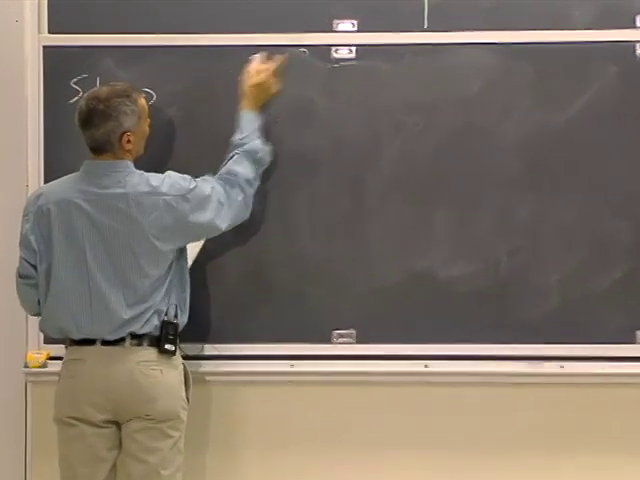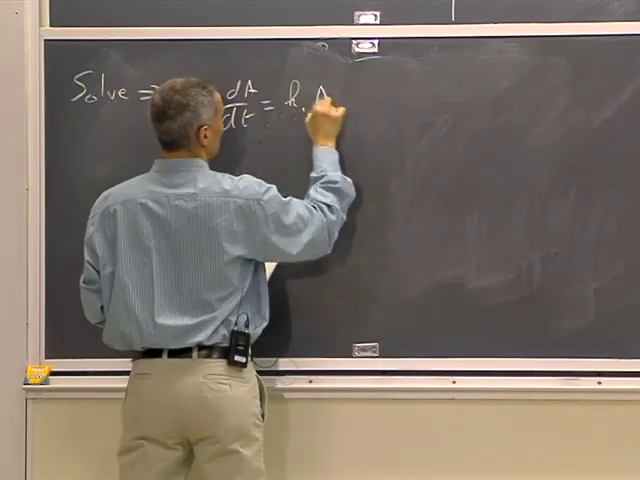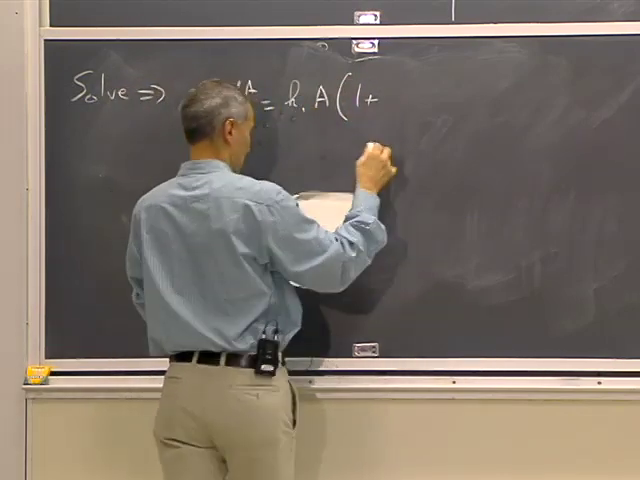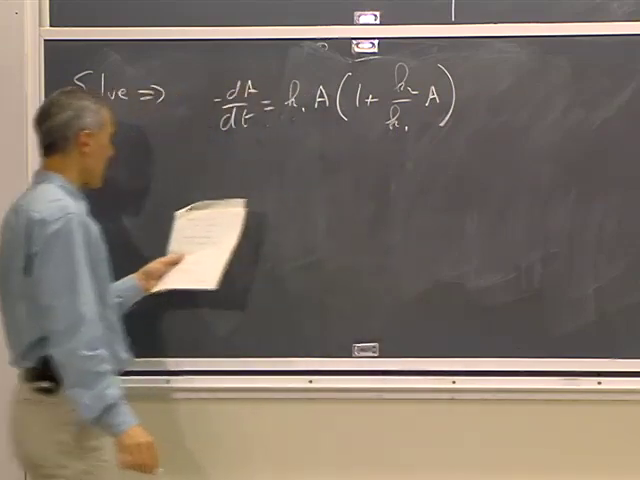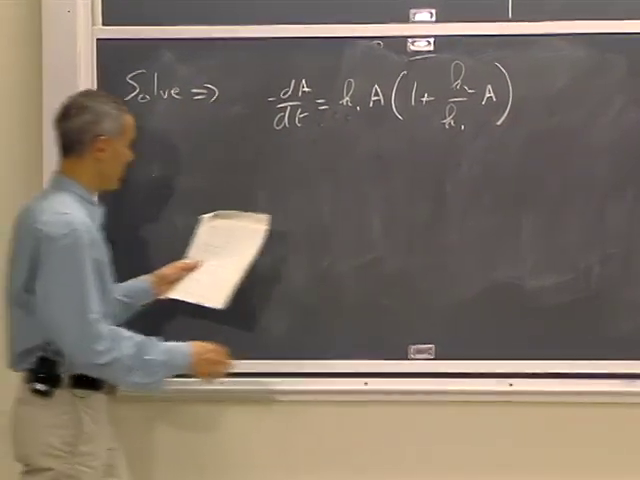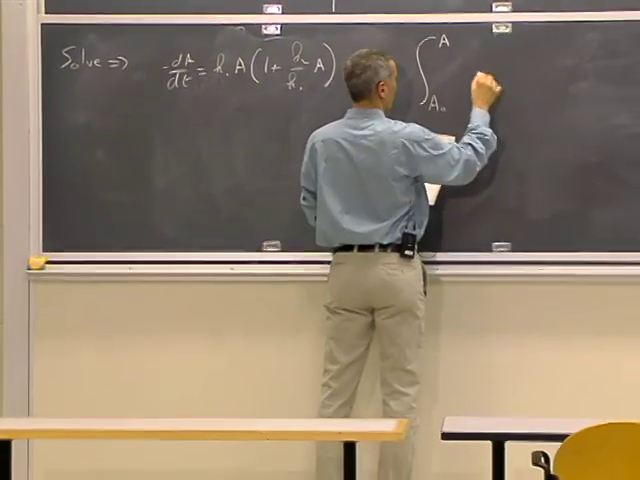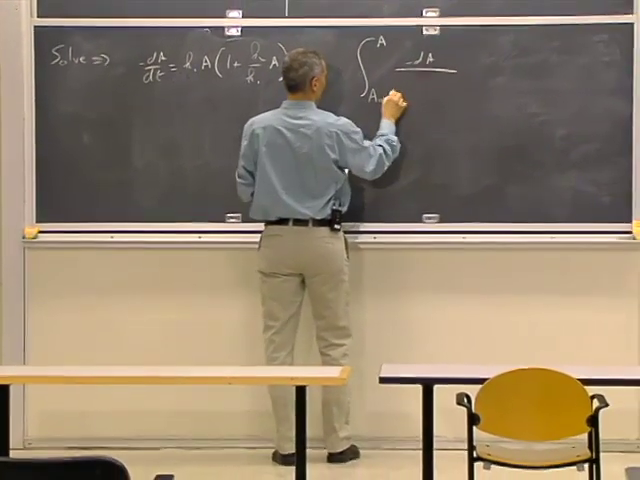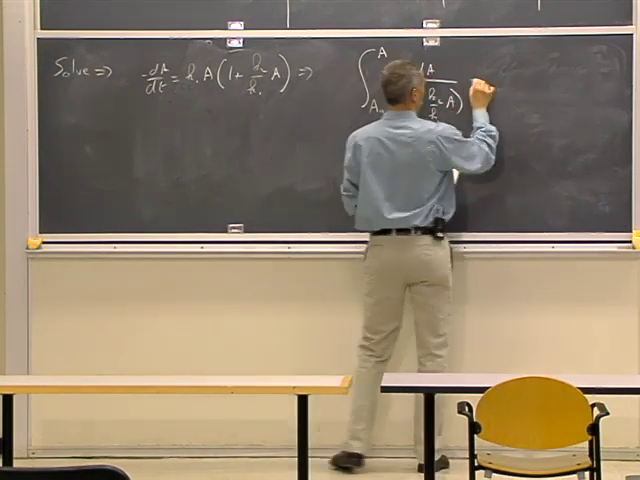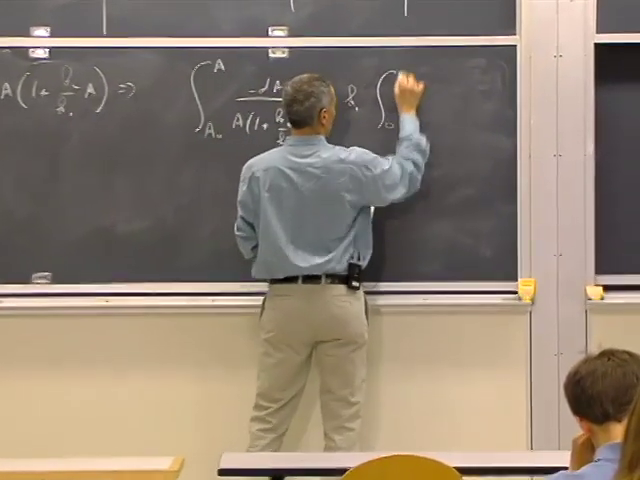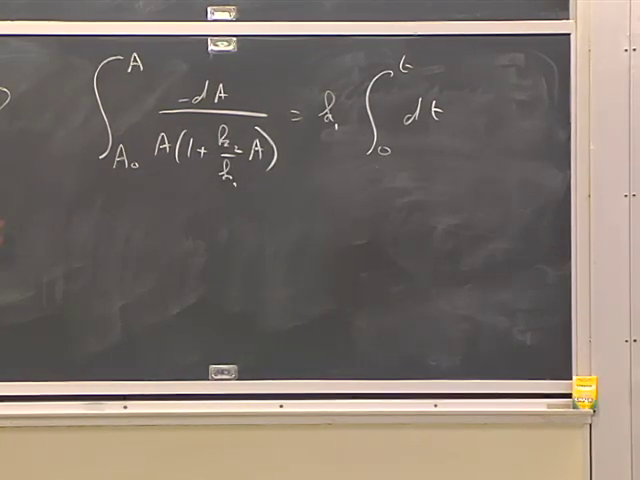and you can rewrite this as minus dA/dt is equal to k1 times A times (1 plus k2 over k1 times A). And then you put all the A's on one side, all the t's on the other side, and integrate from A0 to A: minus dA over A times (1 plus k2 over k1 times A) is equal to k1 from 0 to t dt. And then you have to solve this integral here. And there's a reason why I factored out the A here.